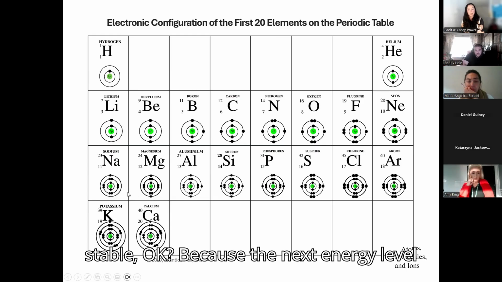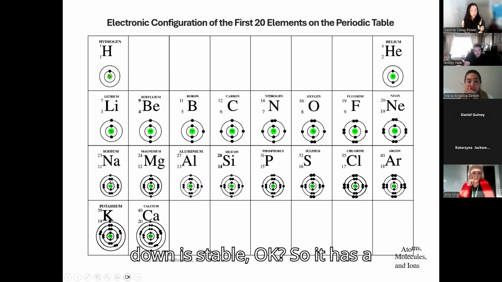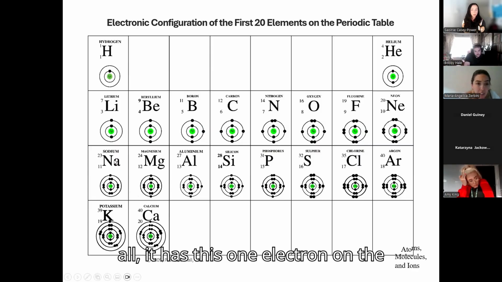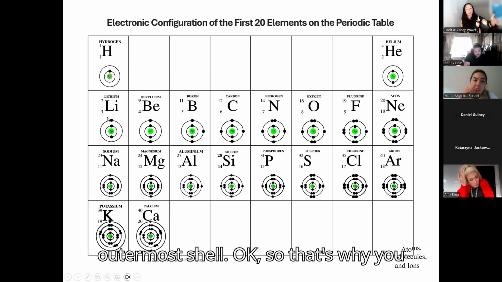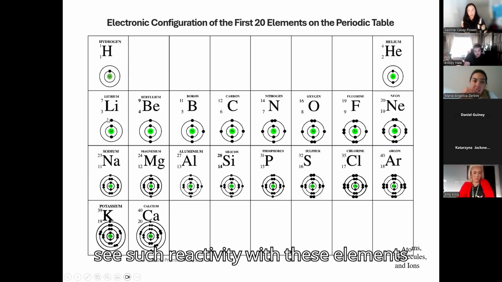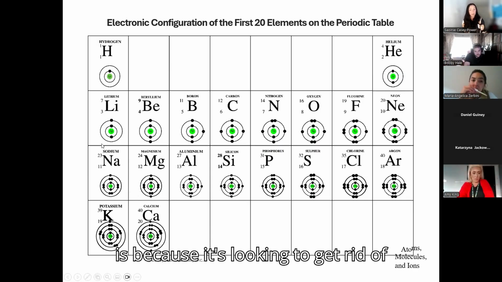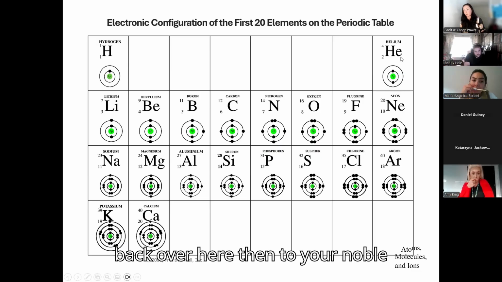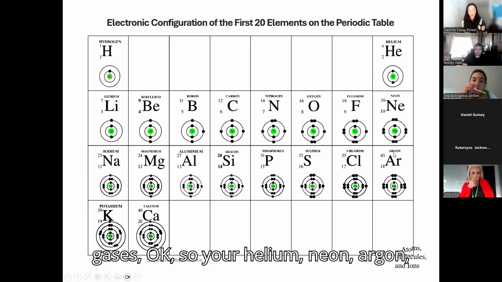Because the next energy level down is stable, so it has a full outer shell. That's exactly how it wants to be. But all in all, it has this 1 electron on the outermost shell. So that's why you see such reactivity with these elements, because it's looking to get rid of that outermost electron.